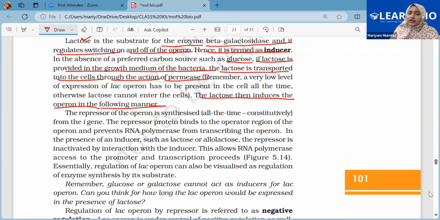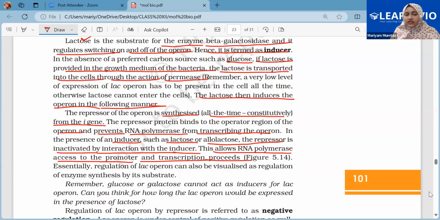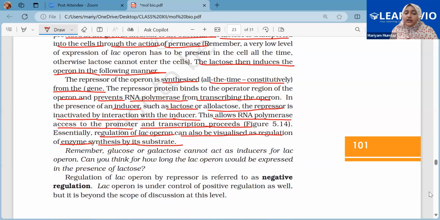The repressor of the operon is synthesized all the time constitutively from the I gene. So the I gene makes the repressor. The repressor protein binds to the operator region of the operon and prevents the RNA polymerase from transcribing the operon. In the presence of an inducer, such as lactose or allolactose, the repressor is inactivated by interaction with the inducer. This allows the RNA polymerase access to the promoter and transcription proceeds. So essentially, the regulation of lac operon can also be visualized as the regulation of enzyme synthesis by its substrate. So when lactose is present, the whole process of the lac operon will take place.